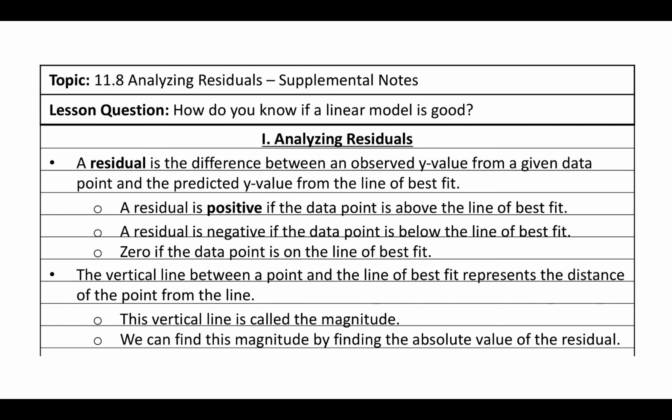A vertical line between a point and the line of best fit represents the distance of the point from the line. This vertical line is called the magnitude. When we find this magnitude, we find the absolute value of the residual.